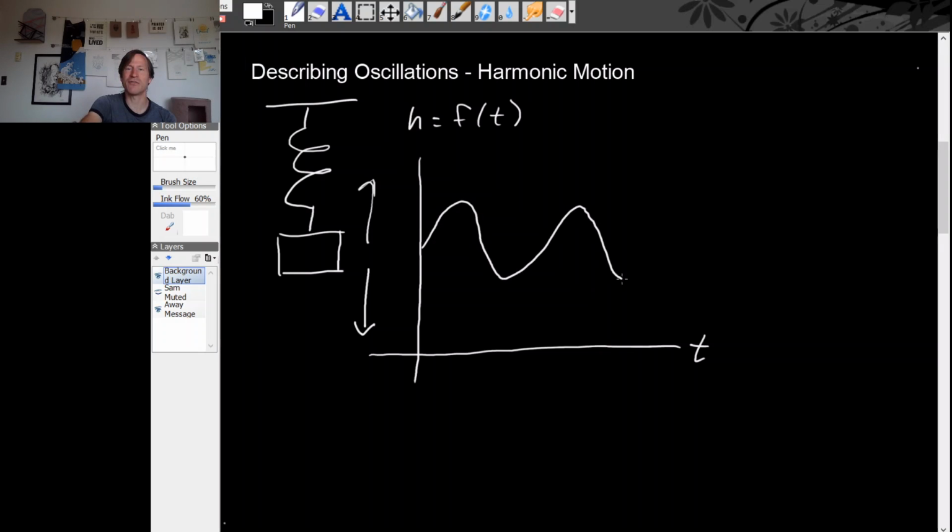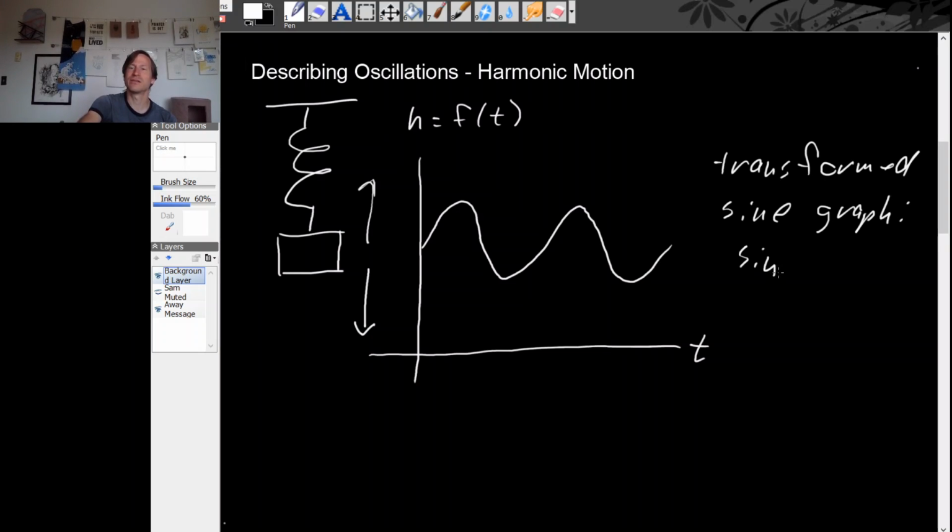It sort of depends on how far up and down it goes and how quickly it moves through the cycle, but it's going to oscillate between some minimum and some maximum value. And if you look at this graph, it looks like this might be a transformed sine graph. Any function that is just a transformed sine graph is called sinusoidal. Okay, so this function f of t is a sinusoidal function.